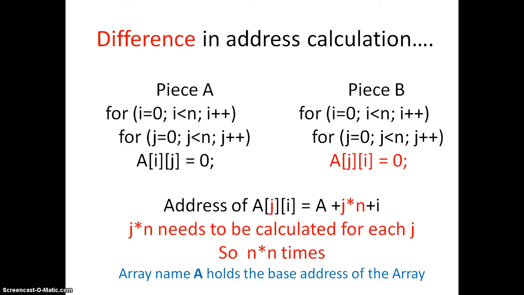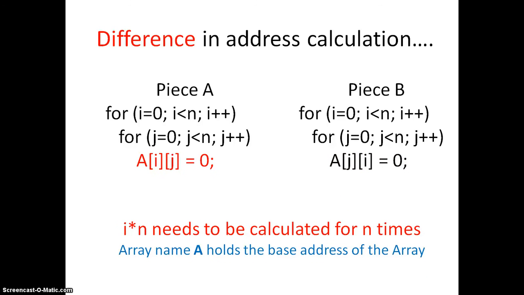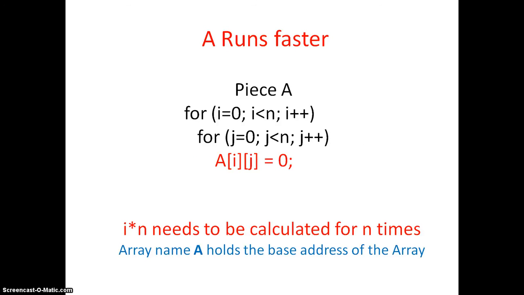Whereas j into n has to be calculated n into n times, since j is a variable in the inner loop, but i into n needs to be calculated only n times. So this is the difference between the two pieces of code. Hence, piece A will run faster compared to piece B. Piece A will run 3 times faster. We observed that piece A is running 3 times faster in the experiment.